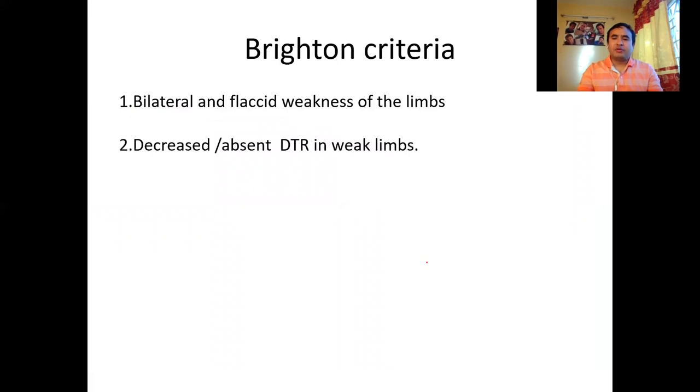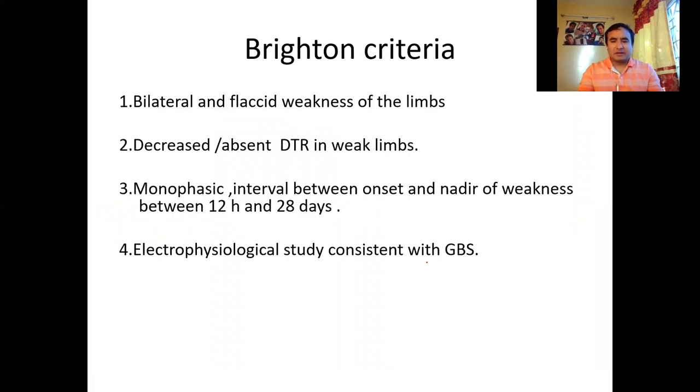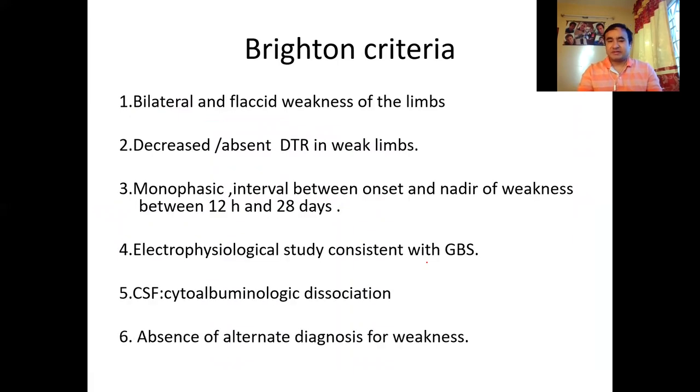Regarding how we can diagnose GBS, there is a very, very simple criteria. There are six criteria. The first is the clinical presentation, how the patient presents. There is bilateral flaccid weakness of the limbs. And on examination, there is decreased or absent deep tendon reflex. If there is decreased or absent deep tendon reflex, it supports our diagnosis of GBS.